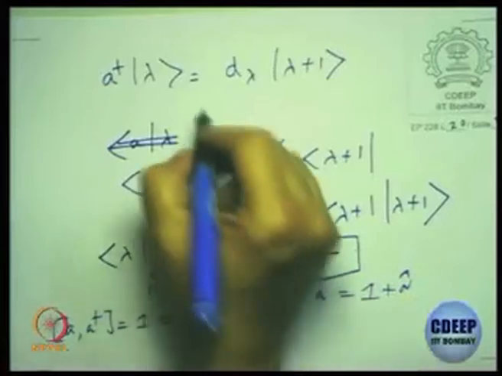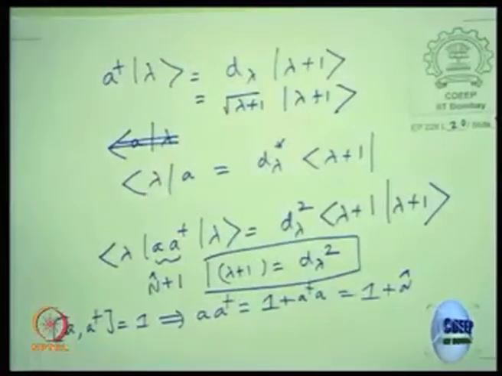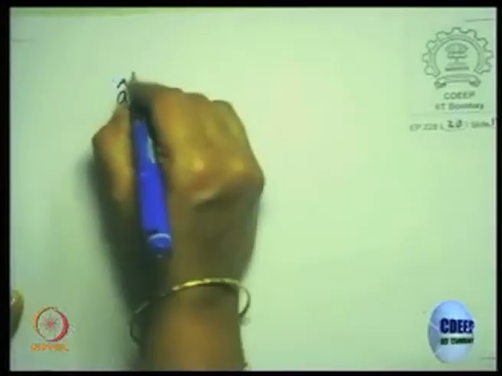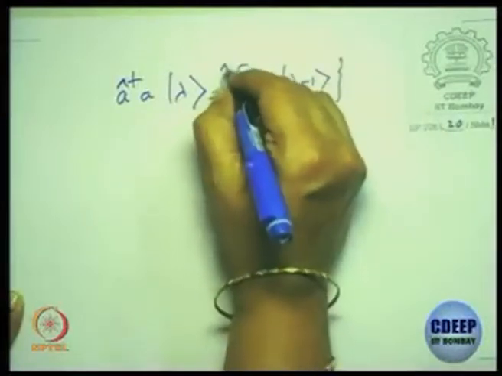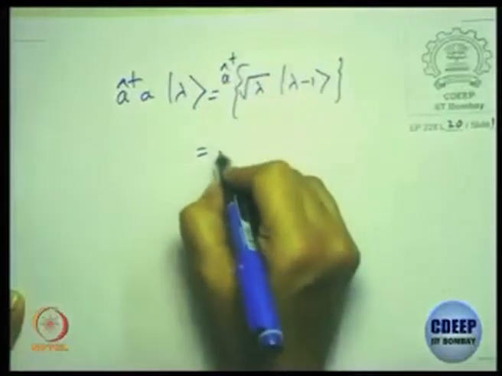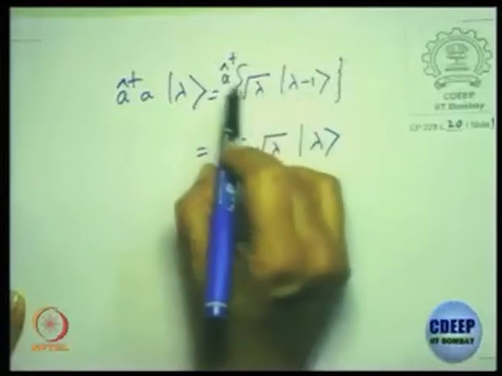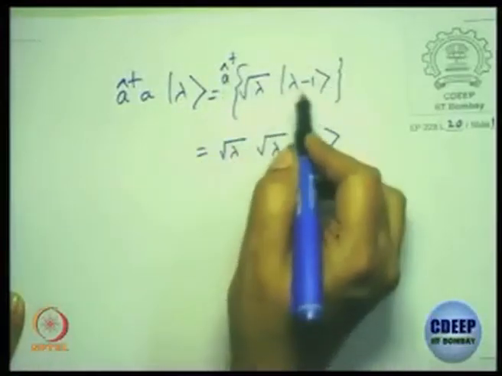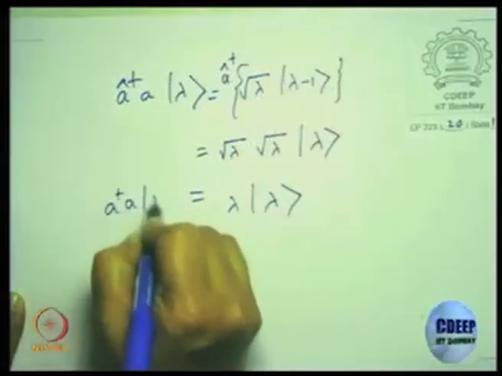So that tells you, clear? You can now check a dagger a on lambda is lambda times lambda, whether that is also happening. You can see that that will also happen. You can check that out. You agree? Because on the lambda minus 1 state, if a dagger operates, it will give you square root lambda times, it raises it back, so you get, which is consistent. Get back this.